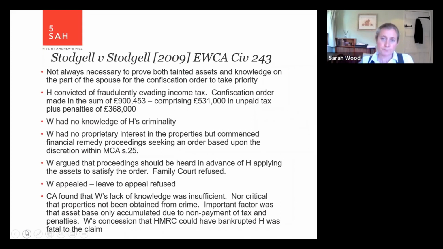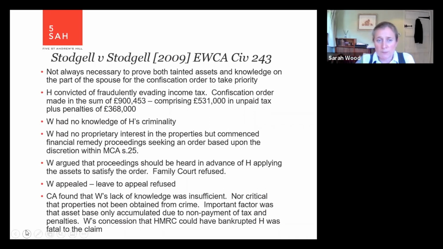Stodgel and Stodgel is an interesting case in the sense that, having just said to you that taint and knowledge are the two main aspects which the family court, if they are asked to consider it, will consider, Stodgel and Stodgel slightly throws a spanner in the works, because that establishes that it's not always necessary to prove both the taint of the asset or the knowledge on the part of the spouse in order for a confiscation order to take priority.